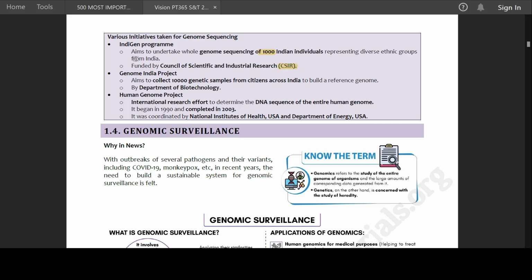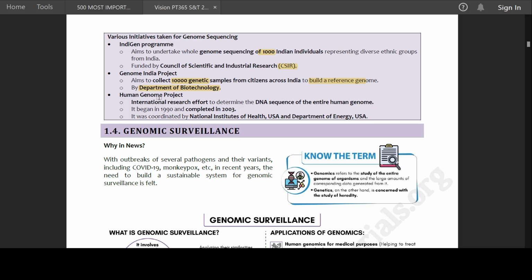The Genome India project aims to collect 10,000 genetic samples from across India for genome sequencing, to build a reference genome. That is the Genome India project. It is by the Department of Biotechnology. IndiGen, on the other hand, is funded by CSIR.